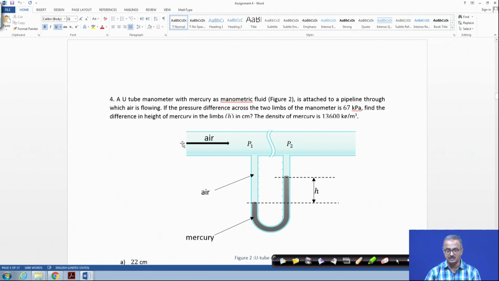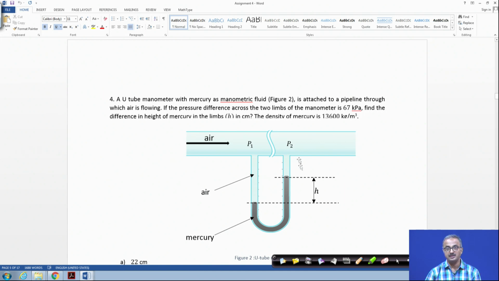Okay. In this case, as you see, some air is flowing over here, and as air flows there will be a pressure drop due to friction. So whatever is the upstream pressure, say P1, will be more than the downstream pressure, P2, and this manometer is measuring this pressure drop. If you see this as a datum, this height difference is telling us about the difference between these pressures, P1 minus P2.